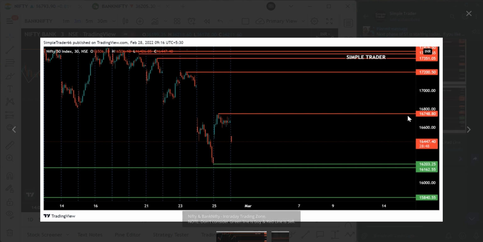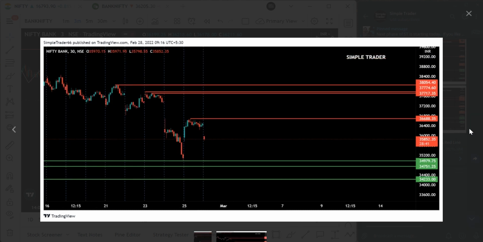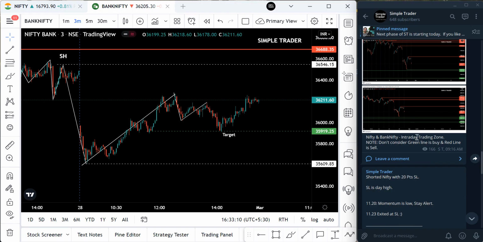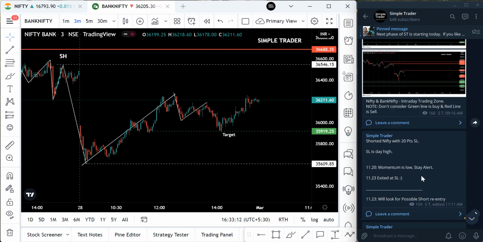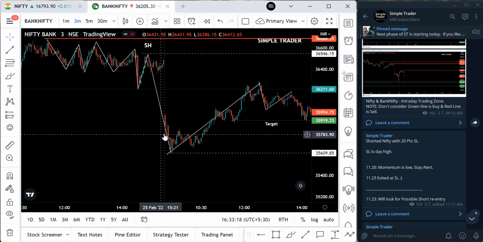Let's look at today's trade in Nifty and Bank Nifty, 28th February. So these are the higher time frame zones in Nifty and Bank Nifty. The first trade which I got was at 11 a.m.